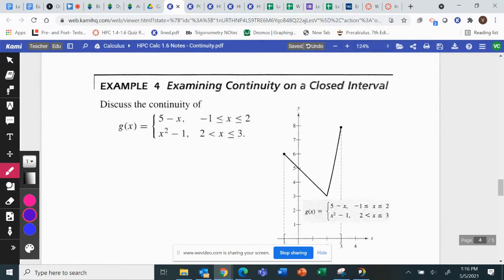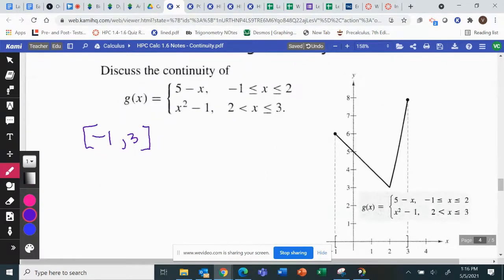So here's continuity on a closed interval. We are looking specifically at the interval from -1 to 3. And we want to discuss the continuity from -1 to 3. Now, I put the graph there, but the graph is really not supposed to be there. I didn't want to have to draw it after we talked about it, so it's there, okay? Let's pretend the graph isn't there.